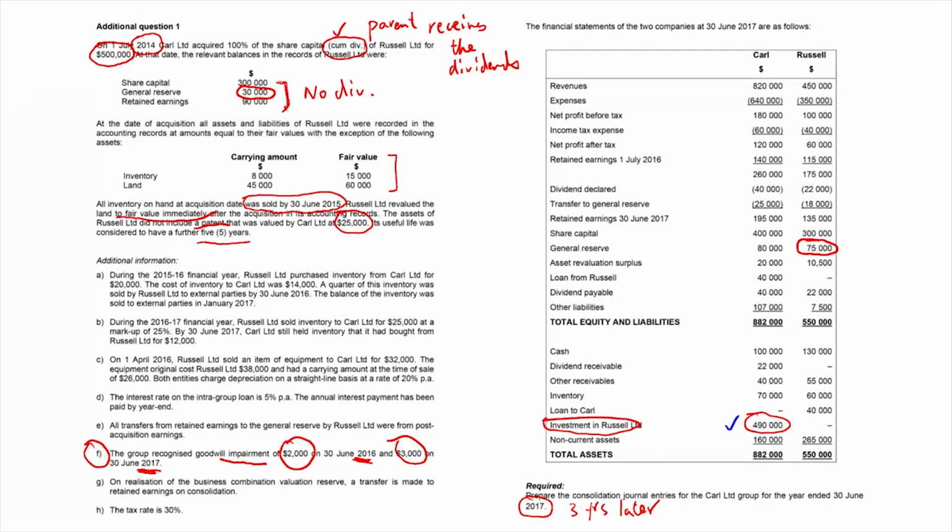How do we know? We actually have this information in additional information. If you take a look at additional information E, you can see that all transfers from retained earnings to the general reserve by Russell Limited were from post-acquisition earnings. It's all from post, not pre. Right now, we are preparing the pre-acquisition entry. As a result, we are not going to have any journal about general reserve under this section. If you prepare a journal, that will be incorrect.